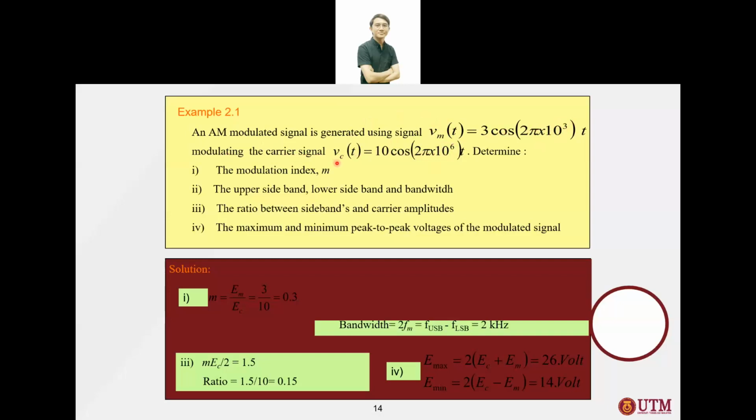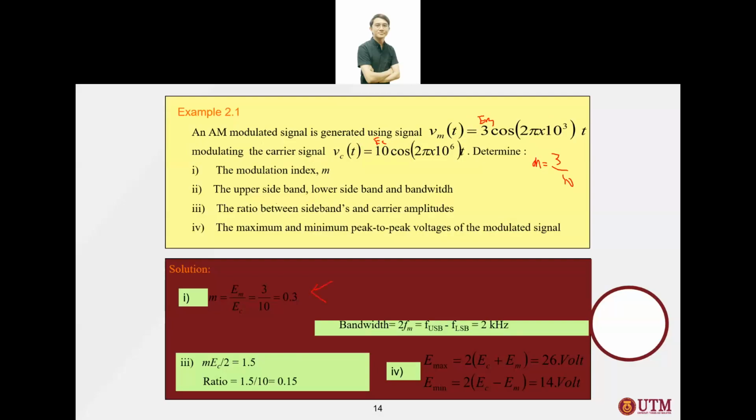So you should be able to guess V1, the modulating signal, is 10 to the power of 3, the information signal, because it's supposed to be lesser than our carrier. This is for the sake of exercise, so it's mentioned VC, but it can mention V2. Determine the modulation index. This one is quite straightforward. 3 divide by 10, so you get the modulation index EM over EC, 3 over 10. So that's why you get this answer.